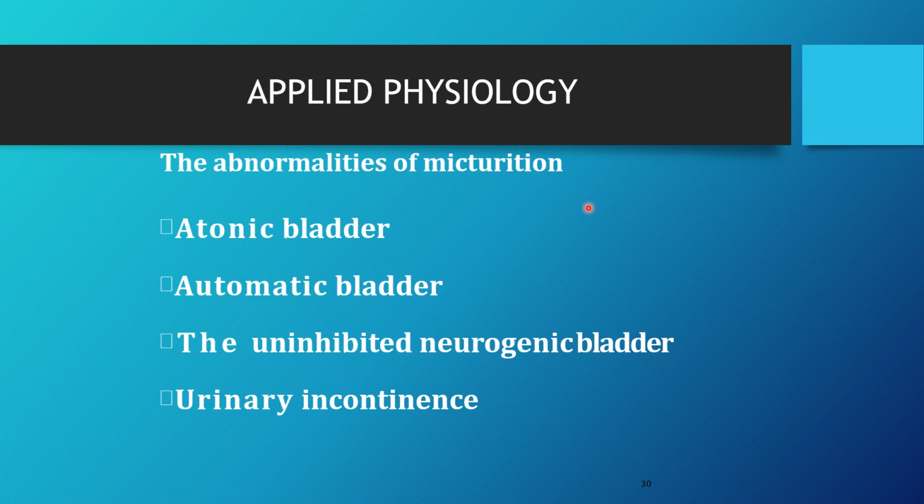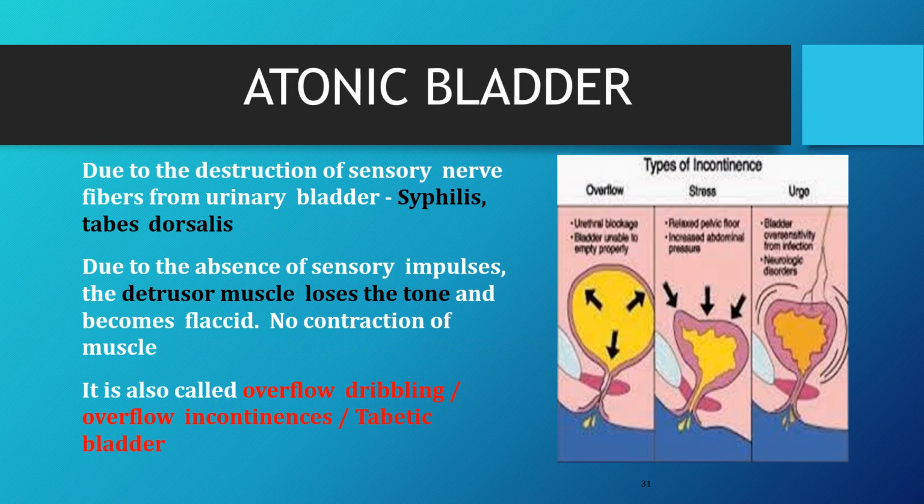And lastly, coming to the applied physiology. These are various types: atonic, automatic, and uninhibited neurogenic bladder, and urinary incontinence. So what are all these? We will see briefly. Atonic bladder is due to destruction of sensory nerve fibers from the urinary bladder. This is seen in conditions of syphilis and tabes dorsalis, which are diseases of the nerves.